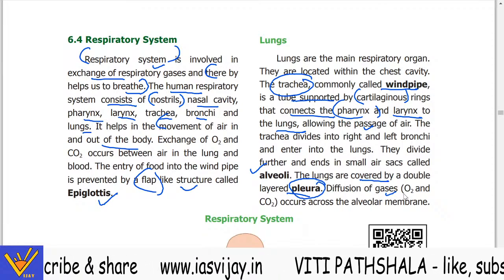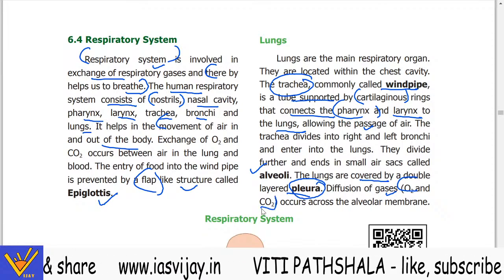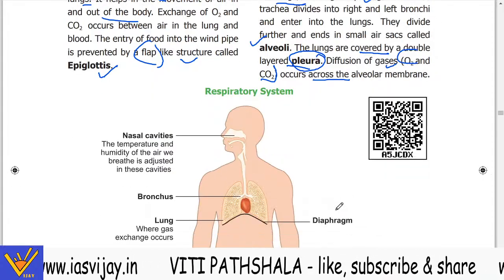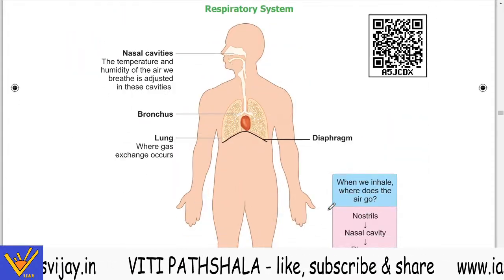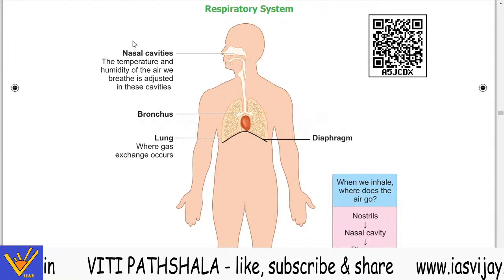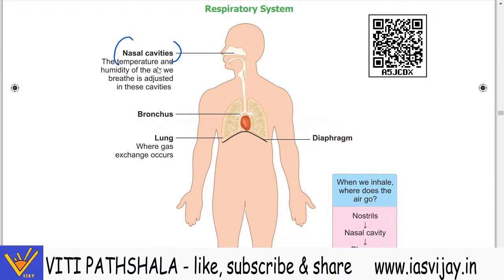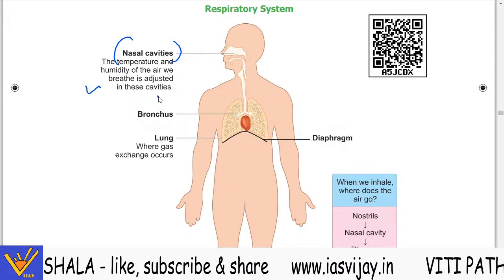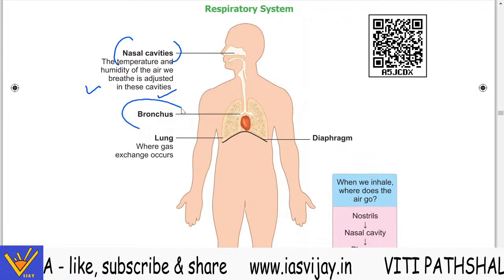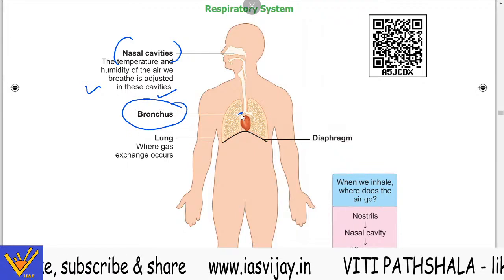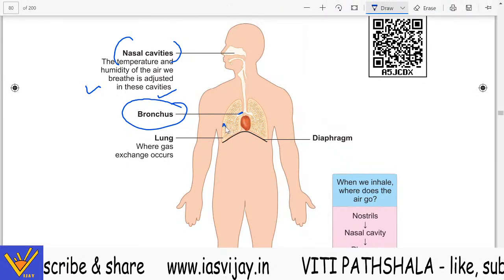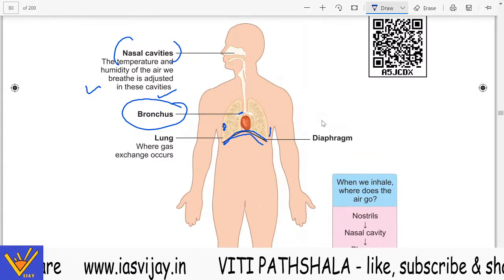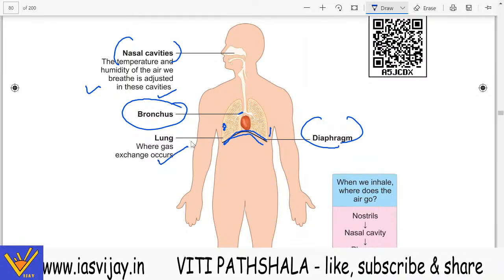Now the diffusion of the gases, that is the oxygen and the carbon dioxide, occurs across the alveolar membrane. This is the picture of your respiratory system. This is the nasal cavity, where the temperature and the humidity of the air we breathe is adjusted. Now these are the structures you will find, that is the bronchus and these are the bronchi. Then this is your diaphragm, and the lungs where the exchange of gases takes place.